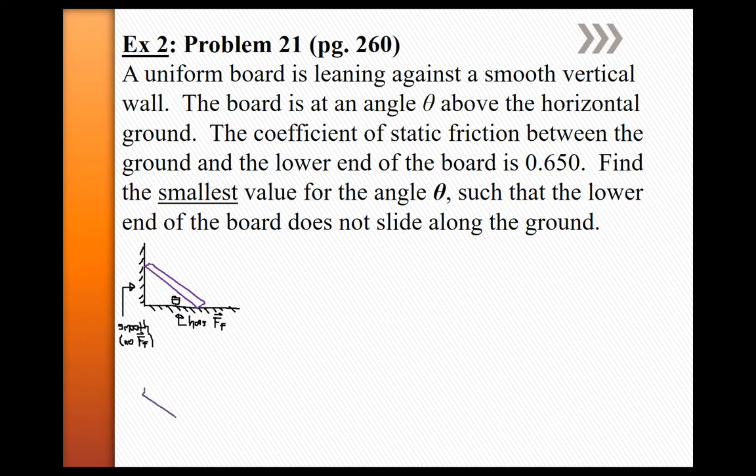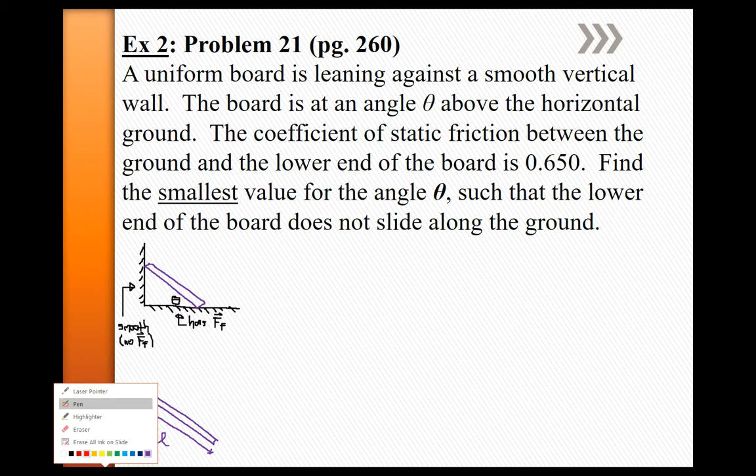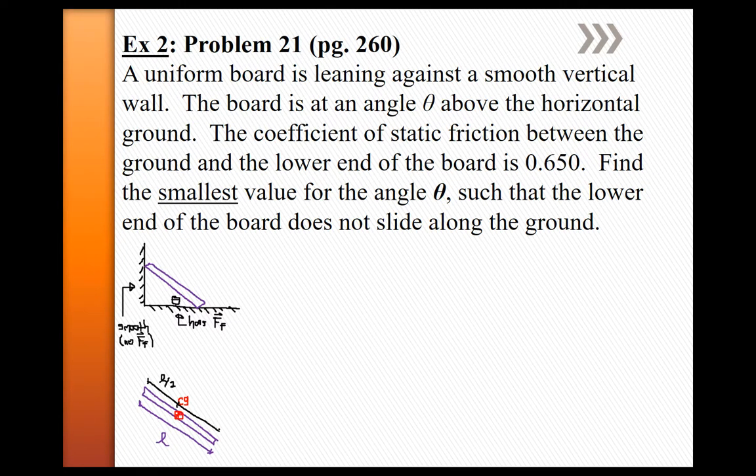So here's my board. Let's say the length of the board, I'm just going to call it L. Now it does say it's a uniform board. So uniform board means that its density is constant, which means that the center of gravity, CG, is going to be located right there, which means that the distance from one end to the center of gravity is L over 2. And same thing, the distance from the center of gravity to the right end is also going to be L over 2.